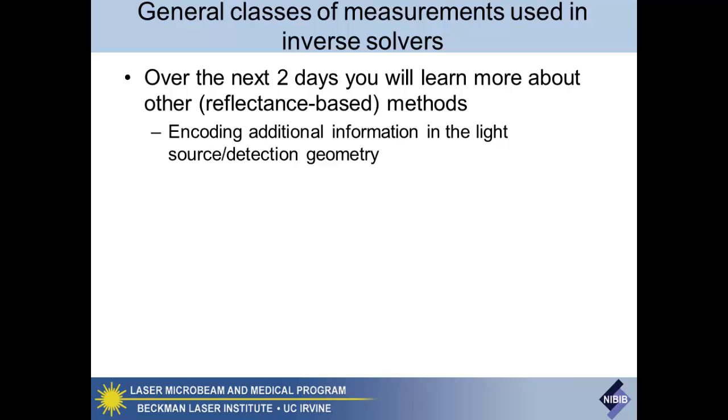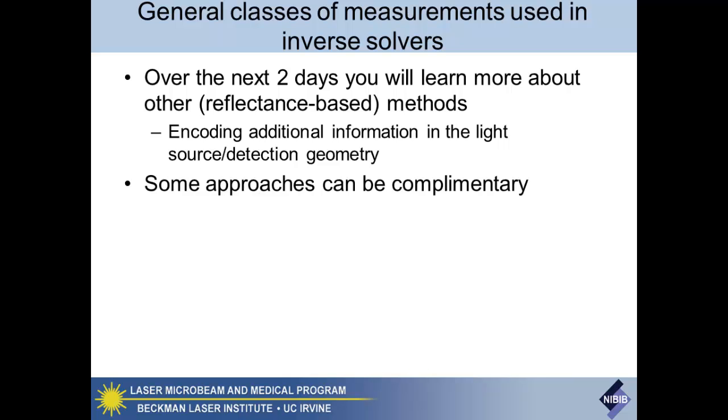In the next few days, there are going to be other reflectance-based methods. Again, with inverse adding-doubling, you had a simplified model that described reflectance and transmittance in terms of absorption and scattering. So you have two measurements, two unknowns. There are other ways where you can just make reflectance measurements and then modulate either the detection or source geometry or properties and use that to tease out multiple pieces of information from just a reflectance measurement.